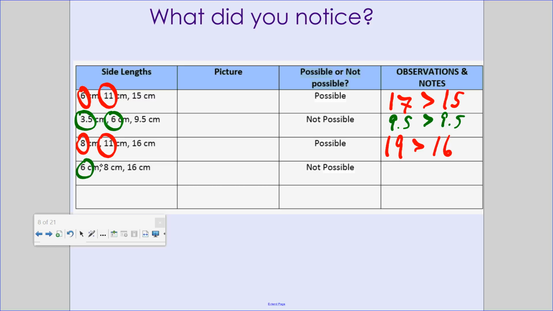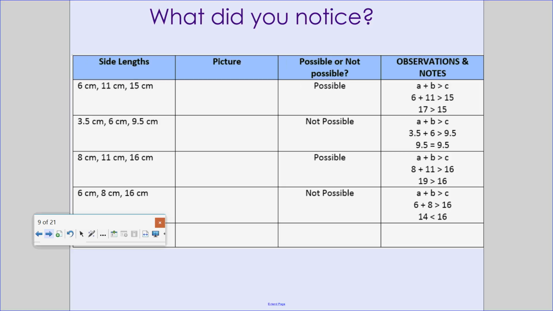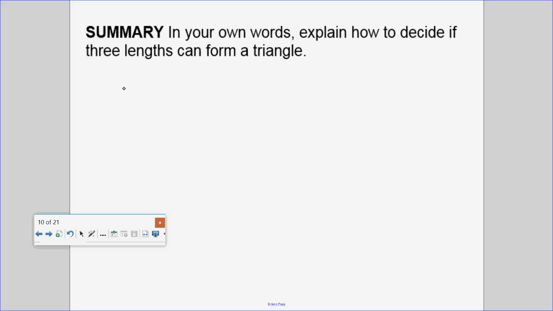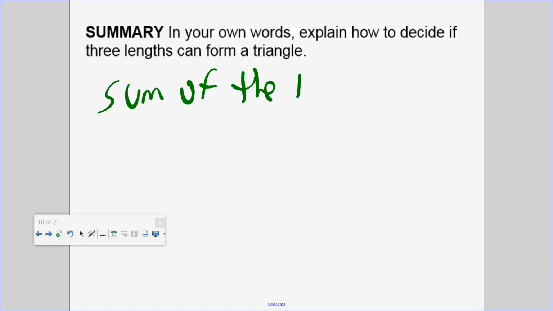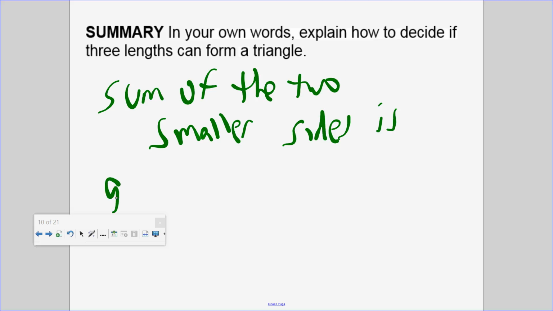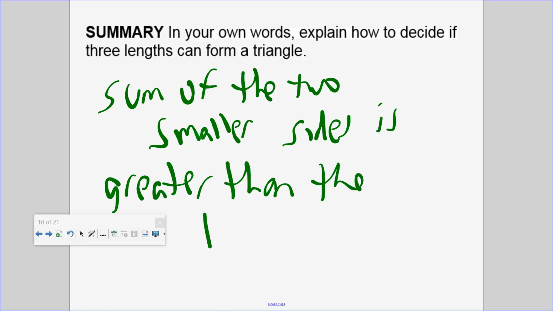If I circle the two smaller sides, the sum is 14. Is that greater than 16? No, that's why it's not possible. So the observation I would like you to make is this. The sum of the two smaller sides is greater than the third side.